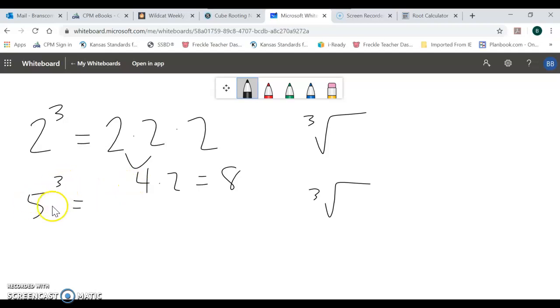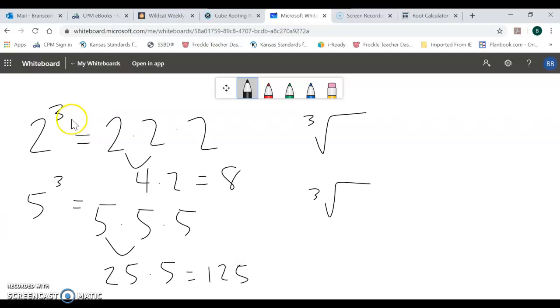This is 5 cubed. It's 5 3 times. So 5 times 5 times 5. This part is 25. And times the other 5 is 125. So just a little review of how to cube a number. It just means that this base number is going to be seen 3 times. So you're going to have 2 3 times, 5 3 times, whatever the number is here, you're going to have it 3 times.